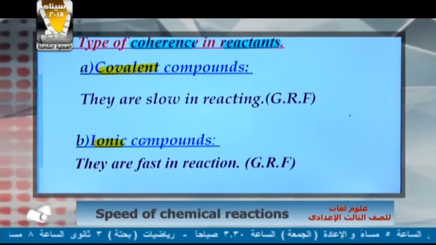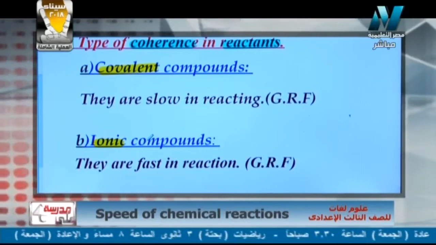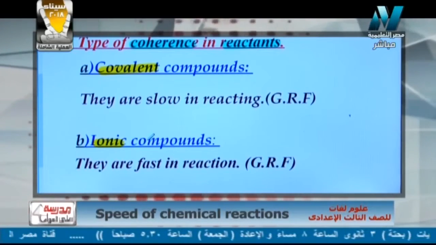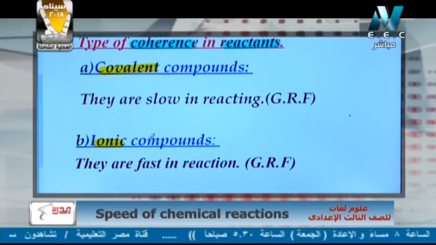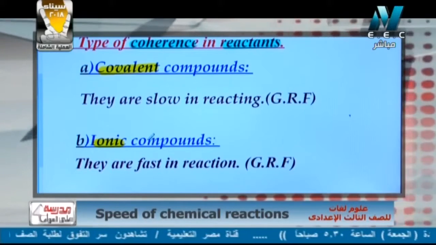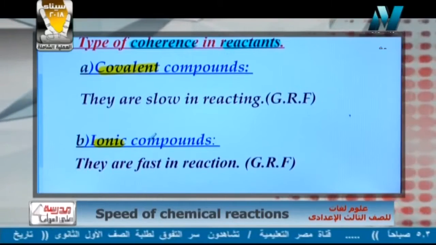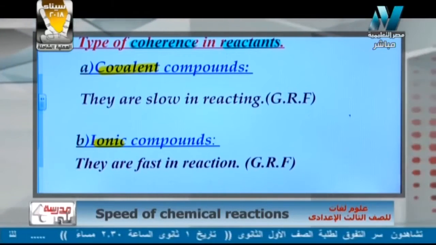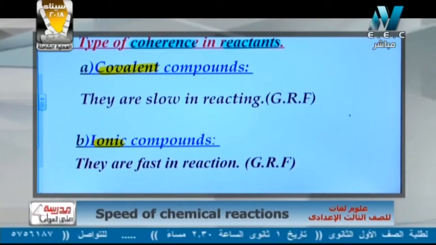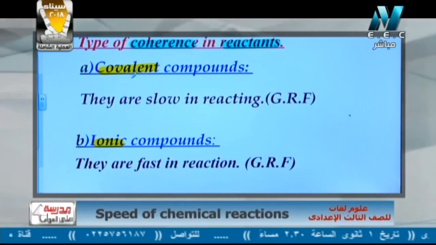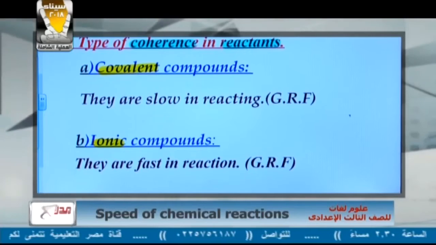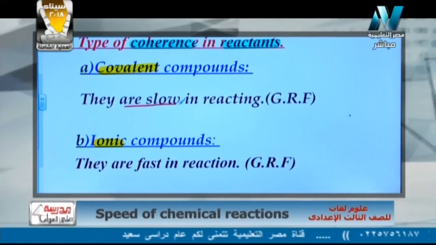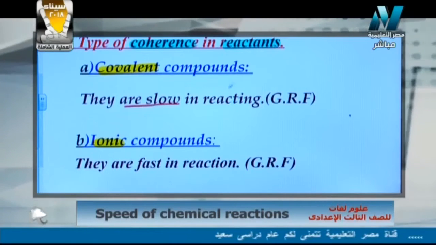Okay, we studied before in first prep covalent bond and ionic bond, and we know covalent is between two nonmetals by sharing of electrons. No losing, no gaining of electrons. So give reason for here: number one, the reaction in the covalent compounds is slow. They react, but slowly.